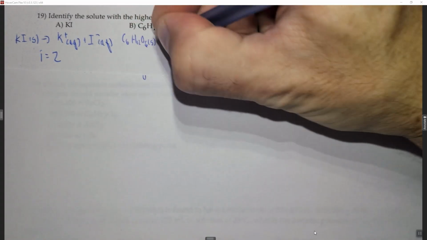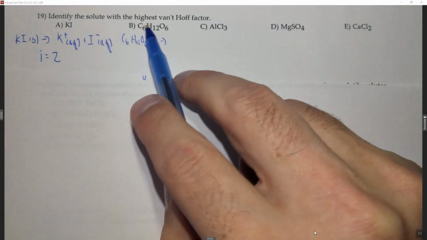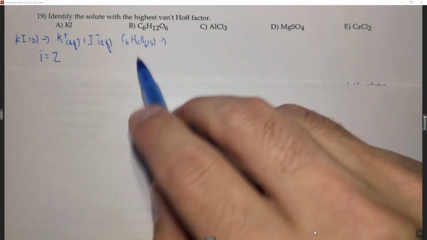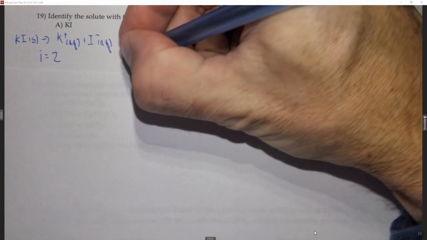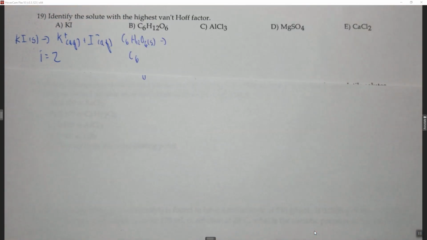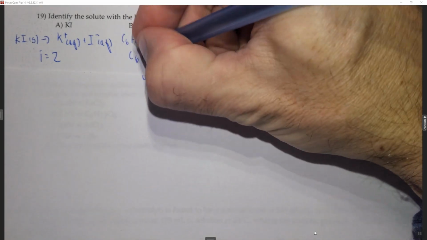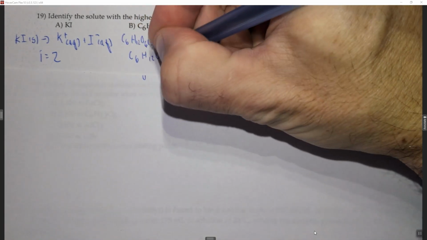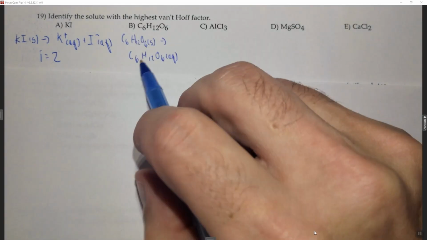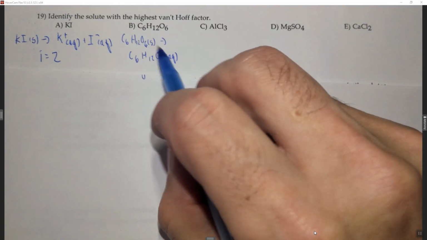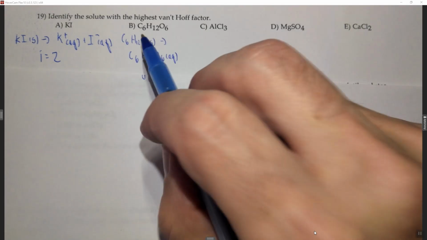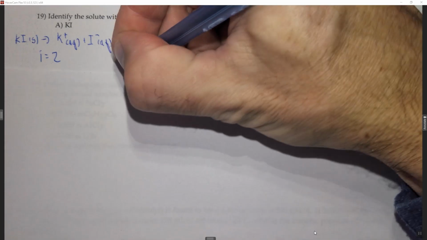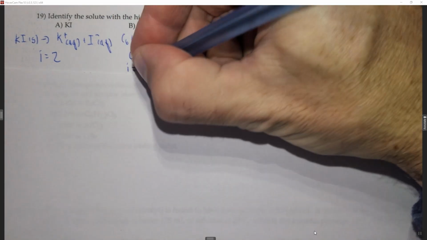All right, C6H12O6 solid. This compound is covalent. I'm going to write it below just for space reasons, but this is a covalent compound. It does not dissociate. Just like glycerin in the previous example, this is C6H12O6 aqueous, and it does not dissociate. It dissolves, right? It's dissolved in water, that's what aqueous means, but it does not dissociate because it's covalent. So for covalent compounds, i equals 1.